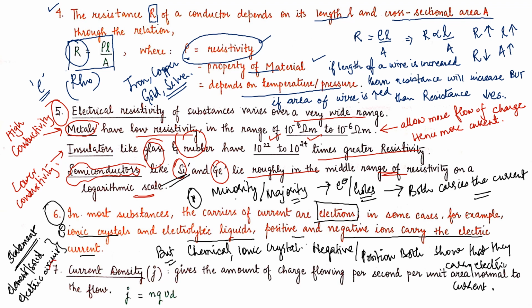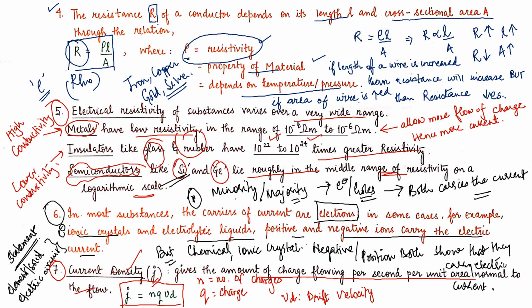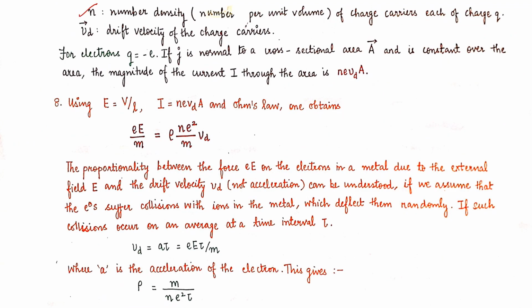Moving on to the seventh point, current density, given by the small letter J, gives the amount of charge flowing per second per unit area normal to the flow. Okay, so it is given by J equals n q v_d, where n is the number density, the number per unit volume of charge carriers, each of charge q, and v_d is the drift velocity of these charge carriers.